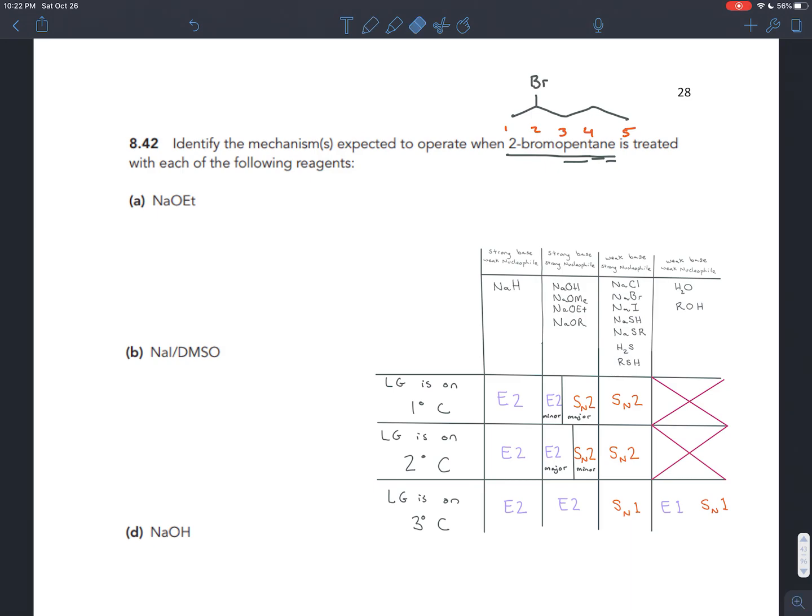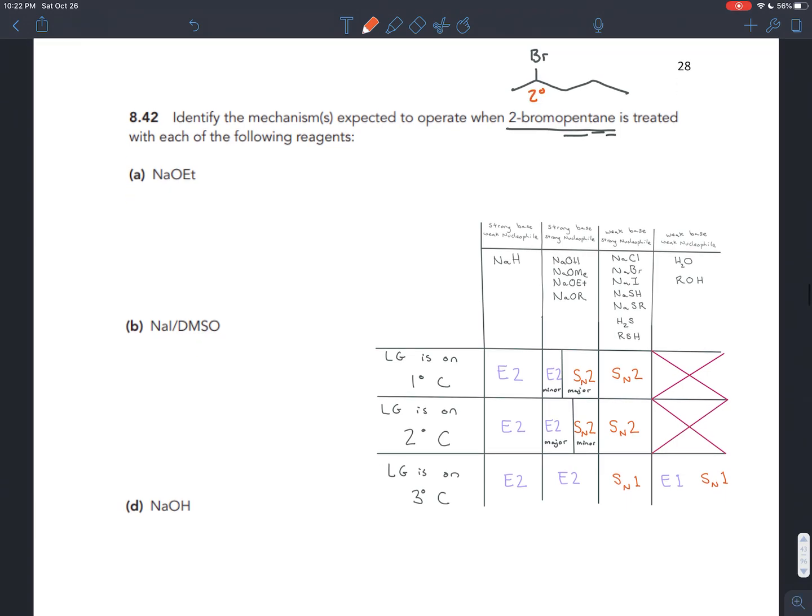And what you would want to notice in this 2-bromopentane molecule is that the leaving group is on a carbon that is secondary. That carbon is bonded to 2 other carbons, so it is a secondary carbon. Now, in terms of what type of mechanisms that substrate can undergo, we'll be looking at this second row here. This row tells you the mechanisms you can get when the leaving group is on a secondary carbon, like it is here.